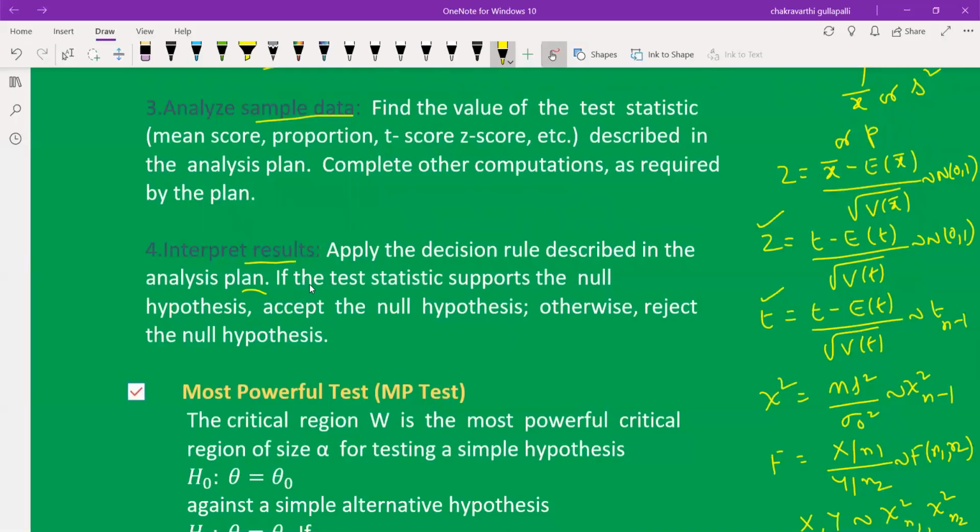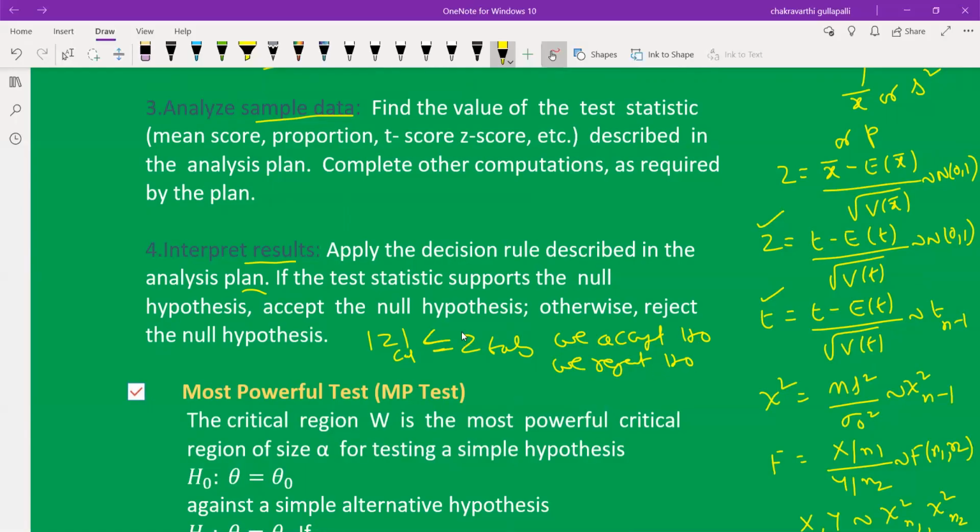So the t value, z value, and chi-square value are already calculated. Compare with the table values. If the modulus of the z calculation value, based on this formula, is less than or equal to the z table value, z tab, we accept H naught, otherwise we reject H naught. Otherwise means z calculation is greater than the z tab value, so we reject H naught.